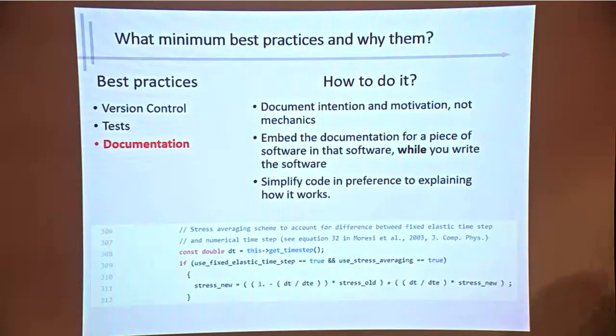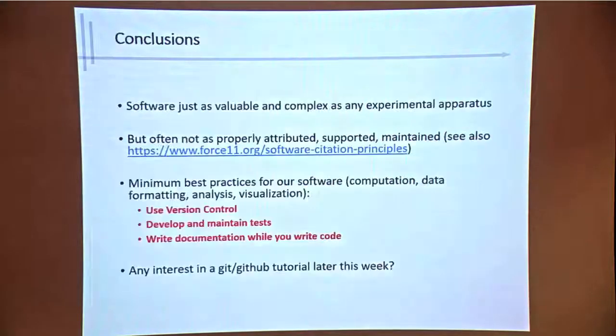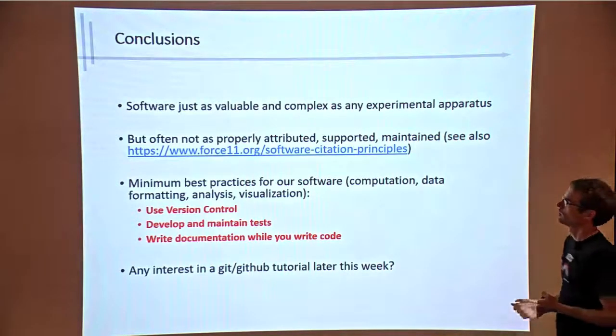Okay, I'm nearly out of time. So what are the conclusions of all of this? Software nowadays is exactly as valuable as all of the experimental apparatus that we used for doing science. And it's also as complex as any of these machines.